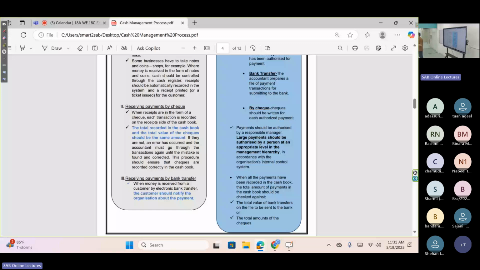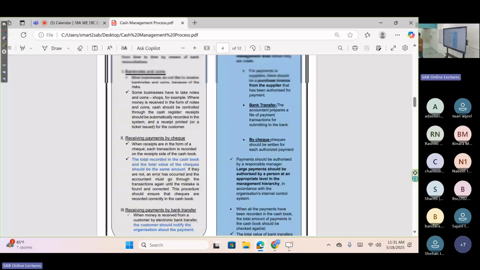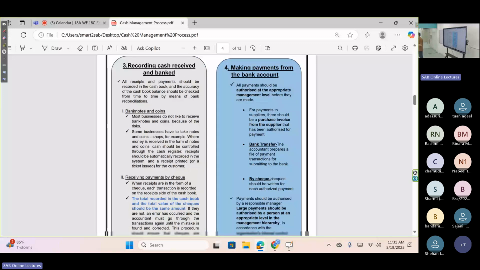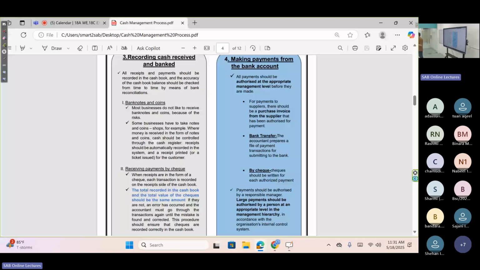So, on the other hand, making payments. All payments should be authorized at an appropriate management level before they are made. Already discussed in the supply of payments also. This is the most important control. As I told, payments and receipts are the critical area for fraudulent activities.